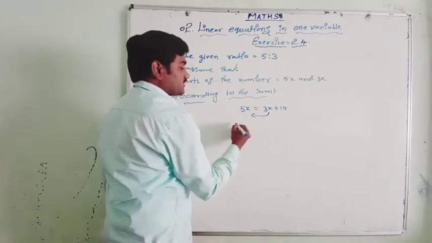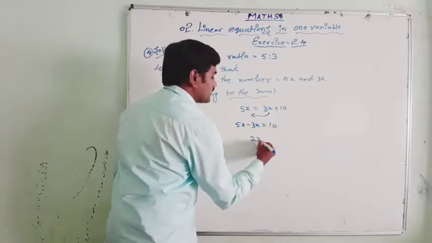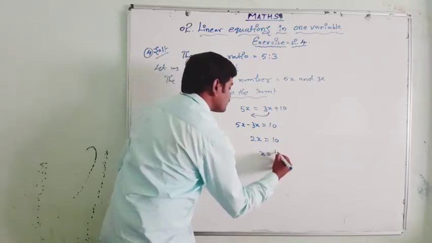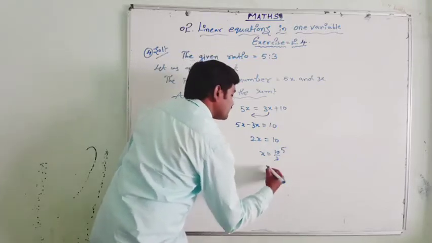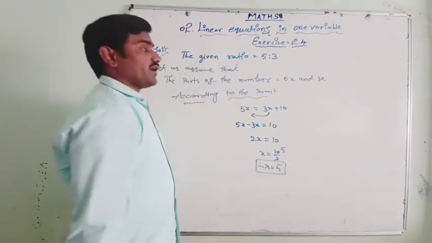This 3x will transfer here. 5x minus 3x is equal to 10. That equal to 2x equal to 10. X equal to 10 by 2. Then x equal to 5. You got x equal to 5.